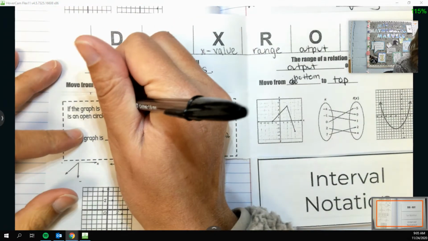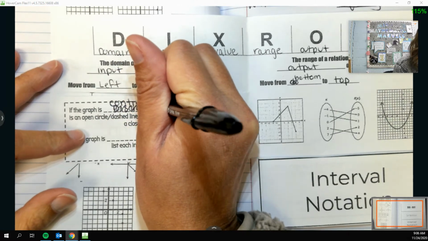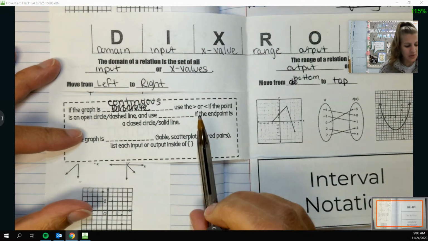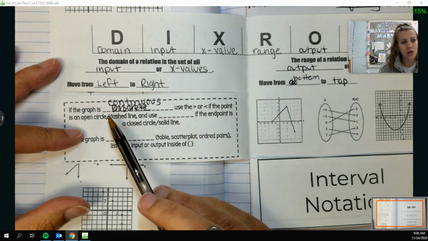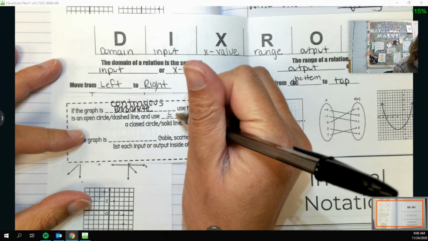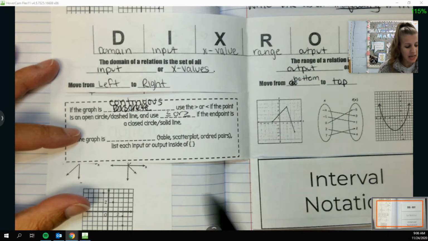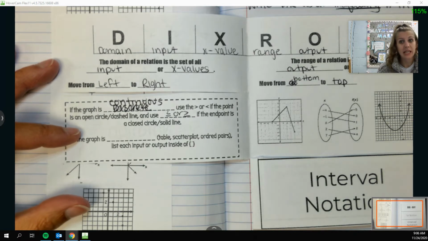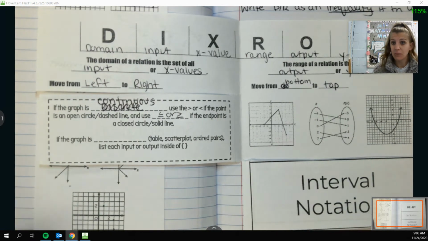I got that backwards. If the graph is continuous, so it means it goes on and on forever, we want to use the greater than or less than if the point is an open circle or a dashed line, and we want to use the less than or equal to or greater than or equal to if the endpoint is a closed circle or solid line. I know that's a lot to say; when we do a couple examples, it'll make more sense.